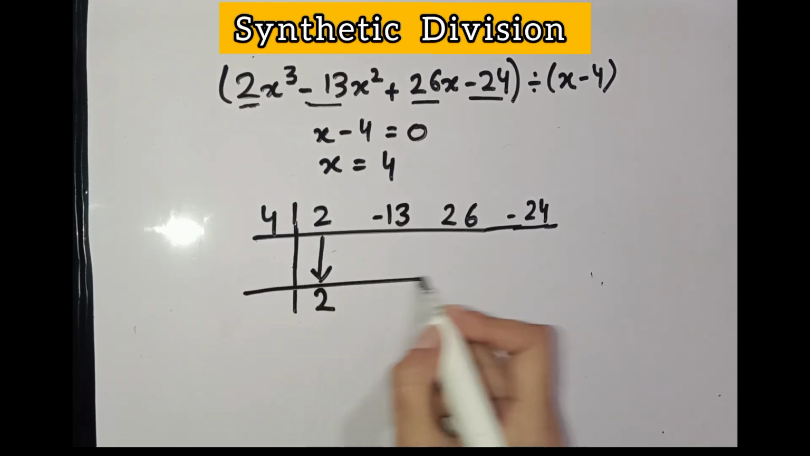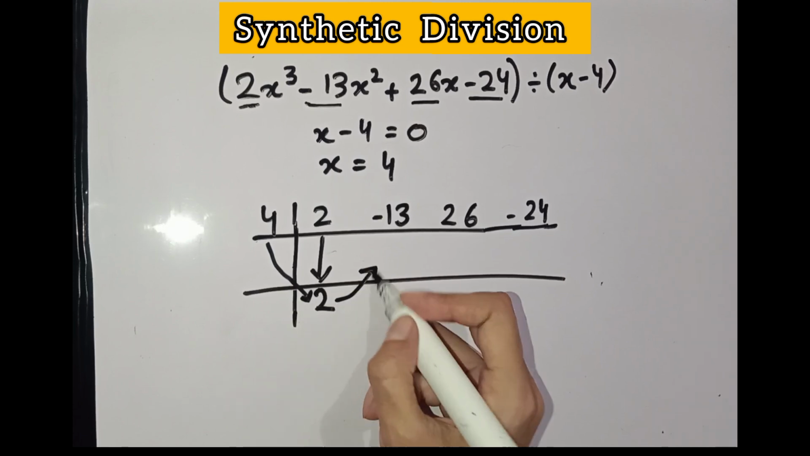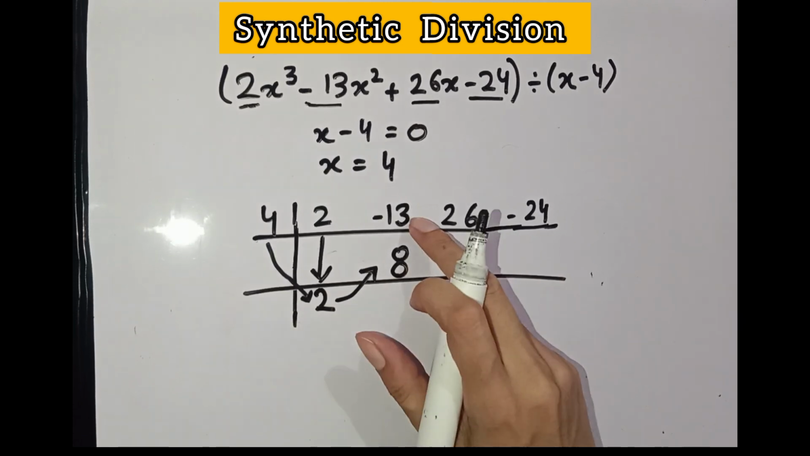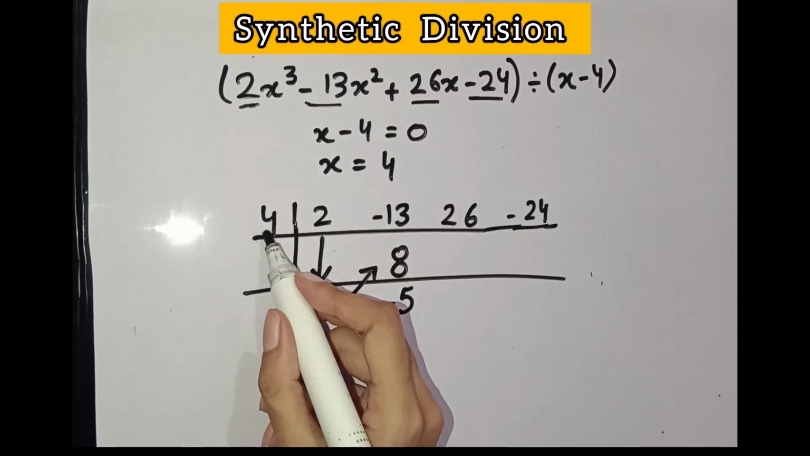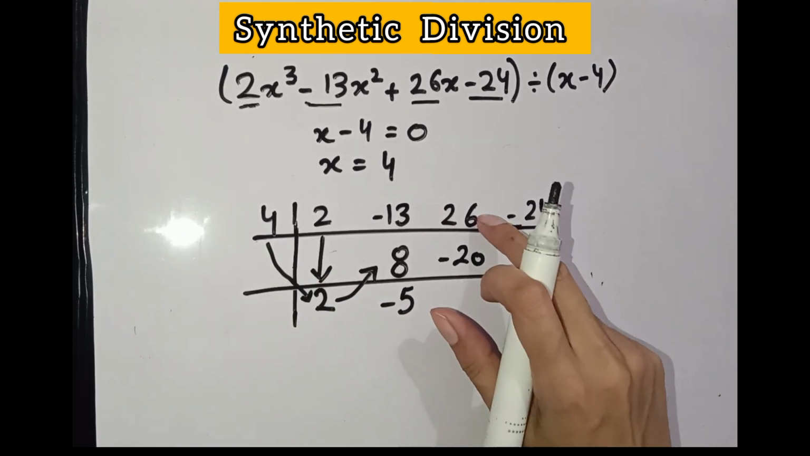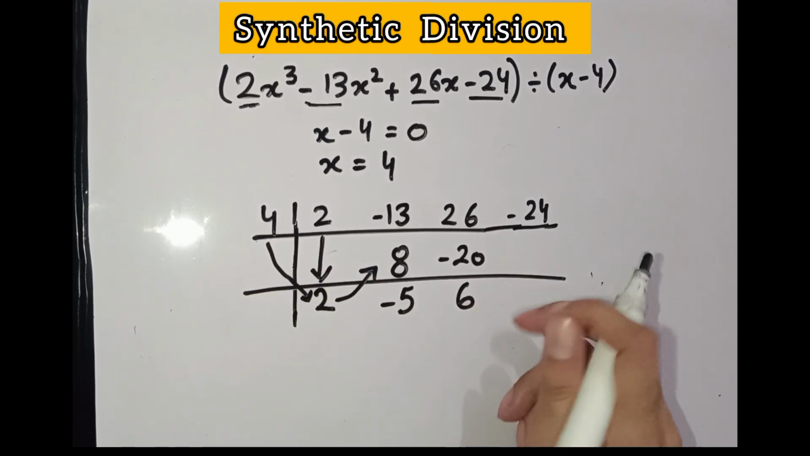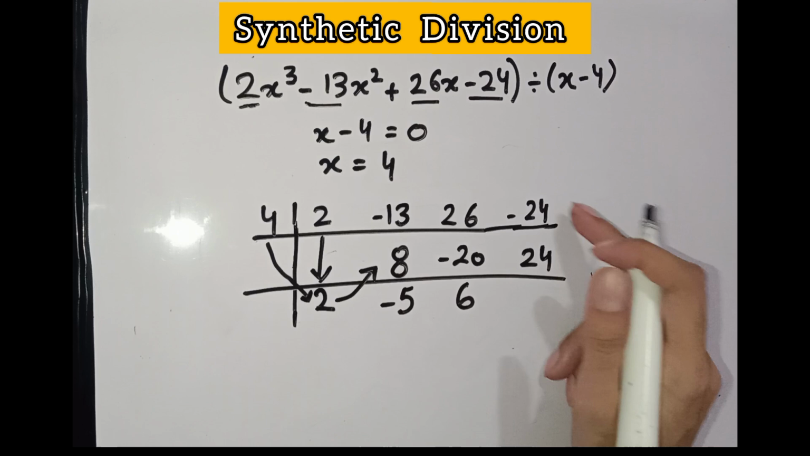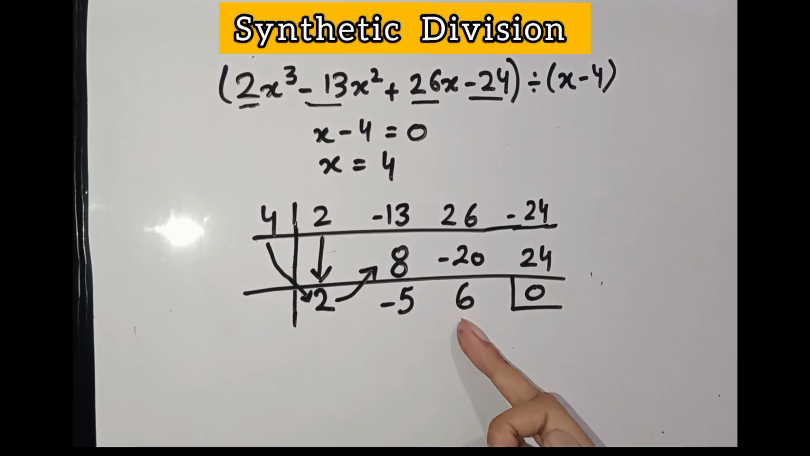Then we are going to multiply 4 and 2. 4 times 2 is 8. Minus 13 plus 8 would be minus 5. 4 times 5 is 20. Here is the minus sign, so that's why minus 20. 26 minus 20 is 6. 4 times 6 is 24. Minus 24 plus 24 is 0.